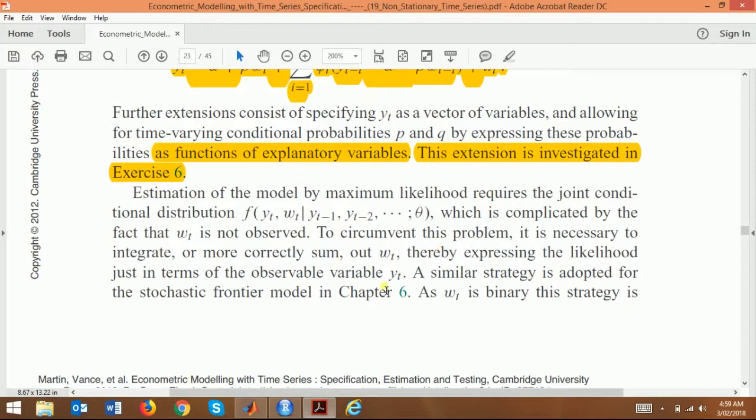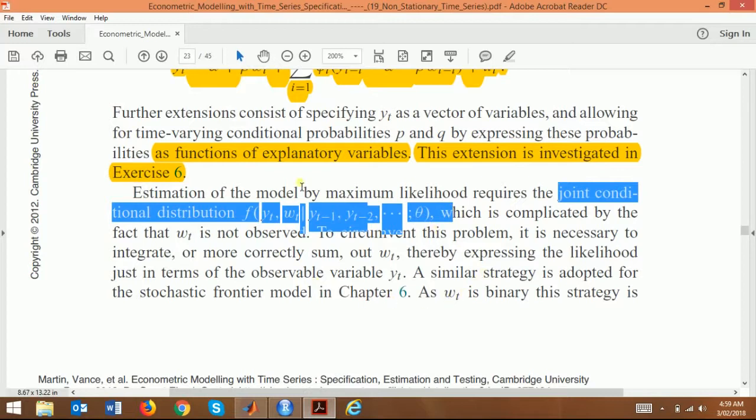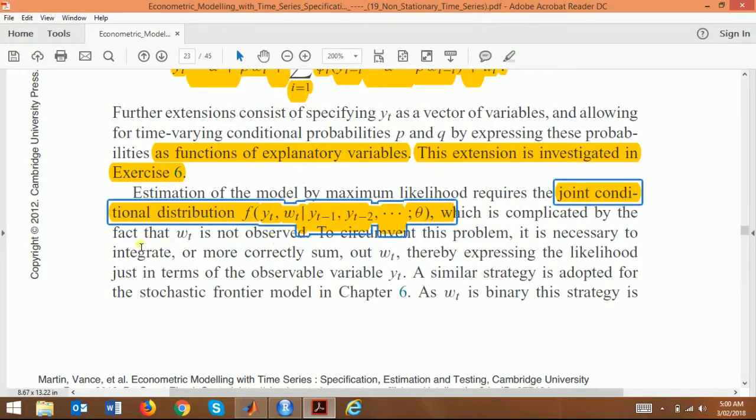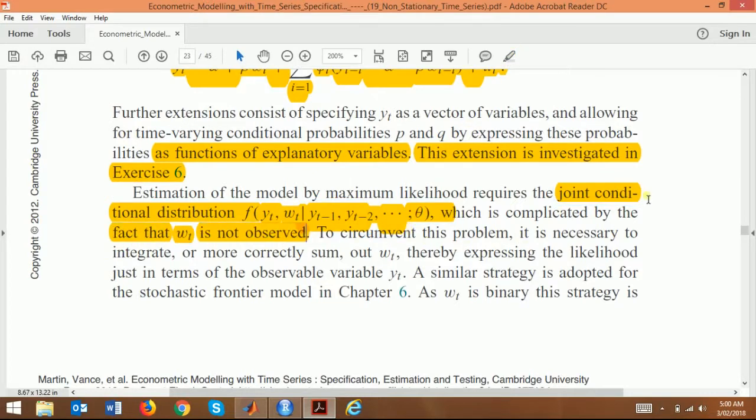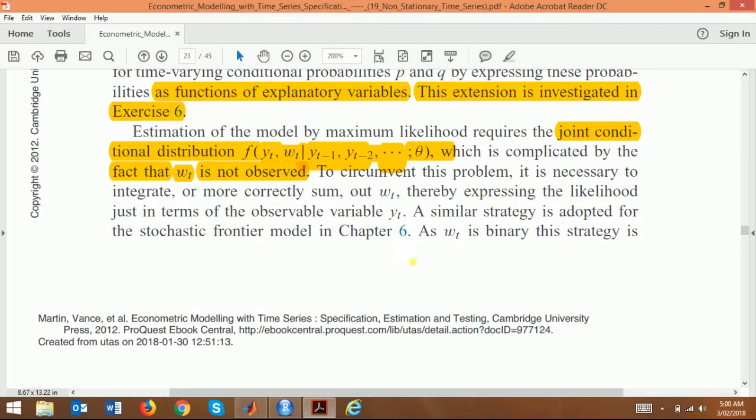Estimation of the model by maximum likelihood requires the joint conditional distribution, which is complicated by the fact that omega is not observed, it's a binary number. To circumvent this problem, it is necessary to integrate, or more correctly sum out, omega t, thereby expressing the likelihood just in terms of the observed variable y. So because in estimation we are using joint conditional probability, and because omega is not observable, we need to sum out omega, and we need to express the likelihood function in terms of yt, the dependent variable.